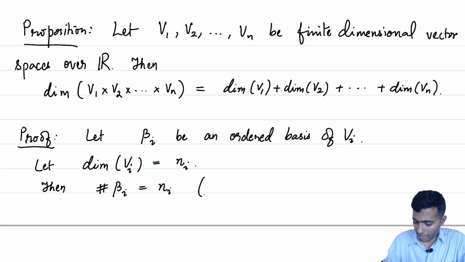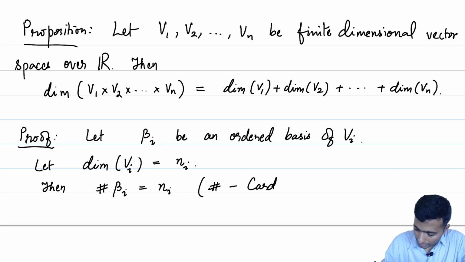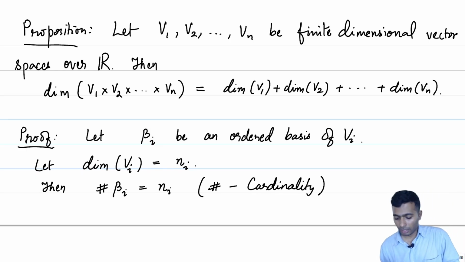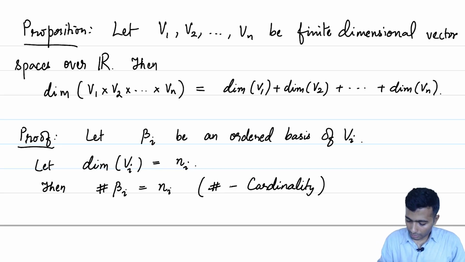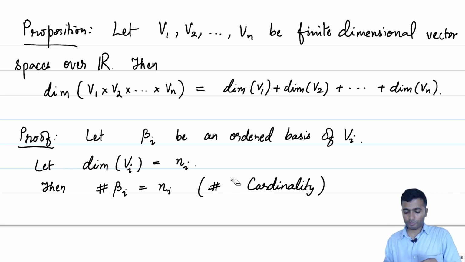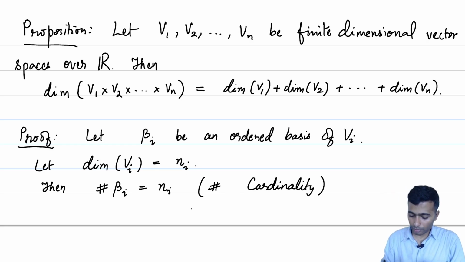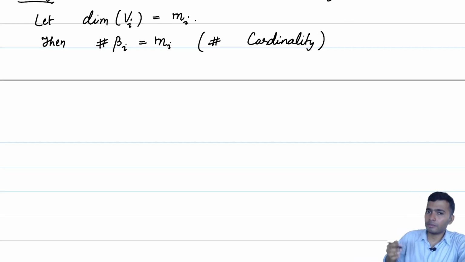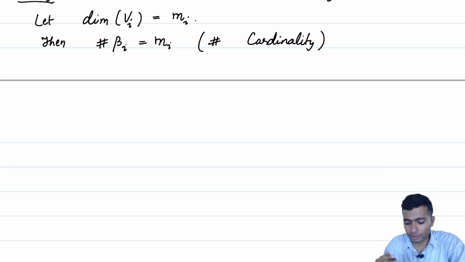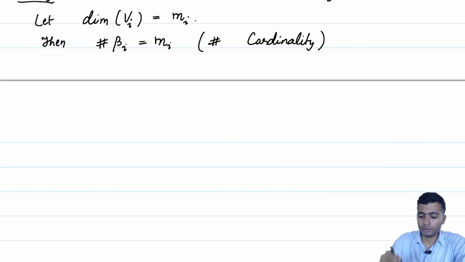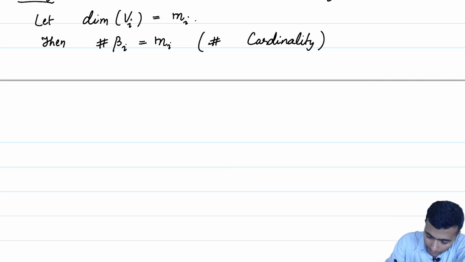By hash I have just used it to capture the cardinality of the set beta i, or the size of the set beta i. The cardinality of beta i is equal to ni. We will define a basis beta of V1 cross V2 up to Vn using these basis vectors beta i. Let us see how we do that.